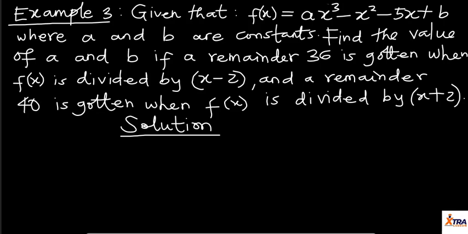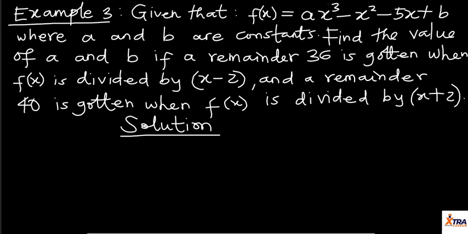Find the value of a and b if a remainder of 36 is gotten when f of x is divided by x minus 2, and the remainder 40 is gotten when f of x is divided by x plus 2. Now, if you look at this, you have two cases. The first case is when the divisor is x minus 2 and the remainder is 36. The second case is when the divisor is x plus 2 and the remainder is 40. So how do we attack this?